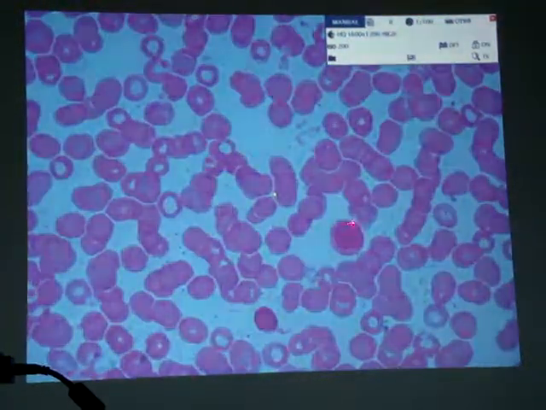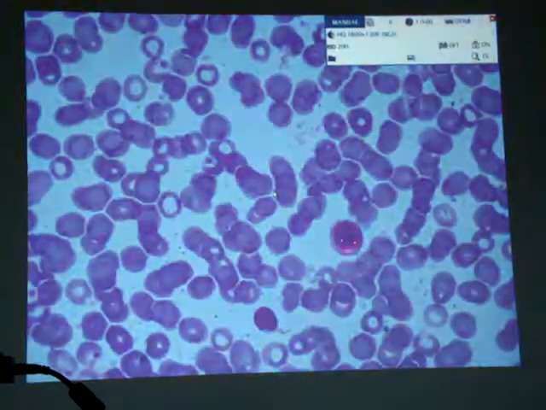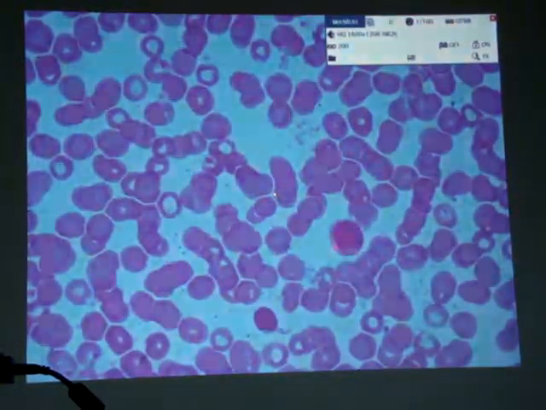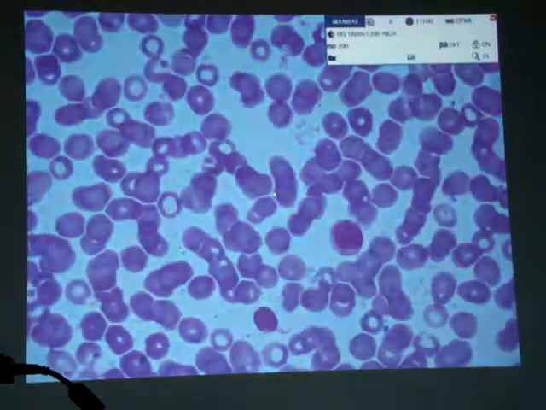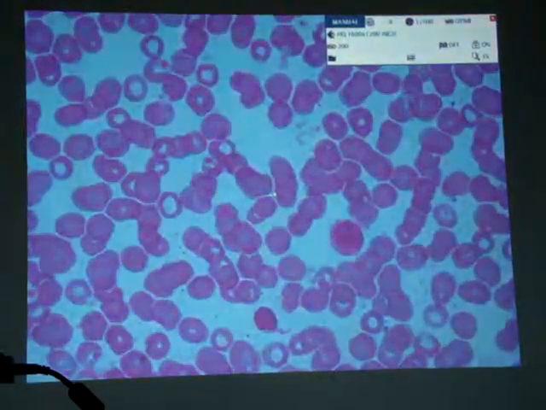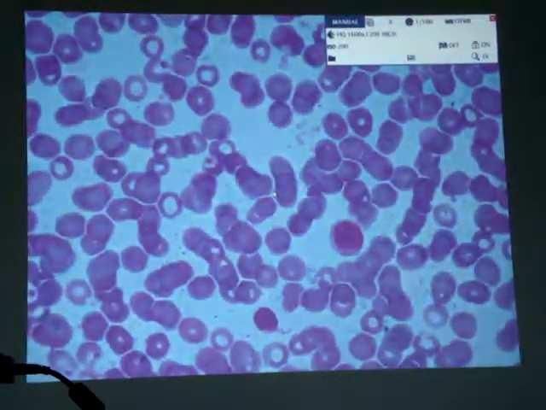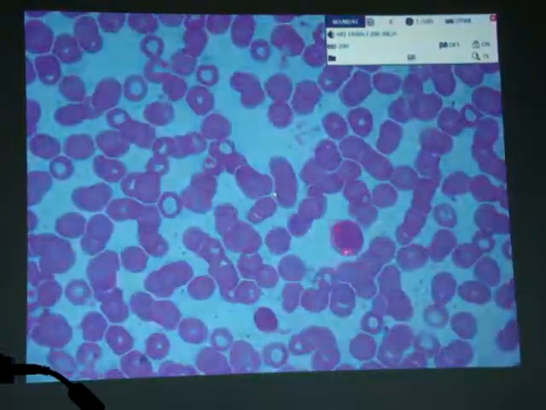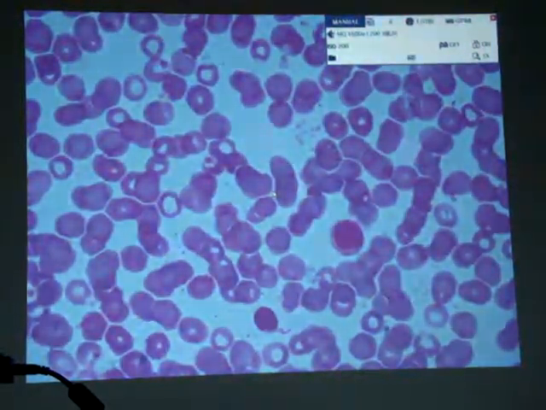Now, that cell is showing us an almost round nucleus with scant cytoplasm. That is also a lymphocyte. There are 2 types of lymphocytes in circulation: the small lymphocyte and then the large lymphocyte.